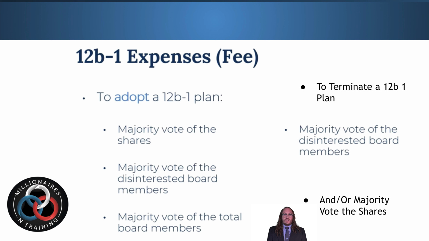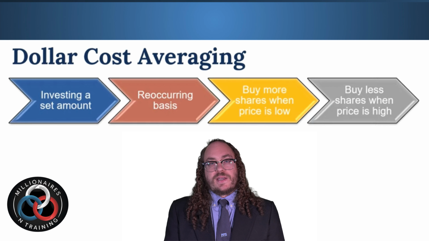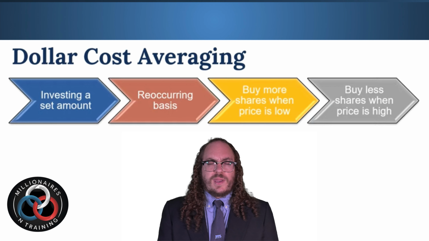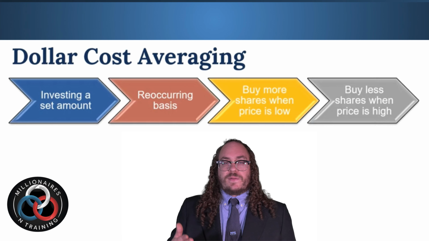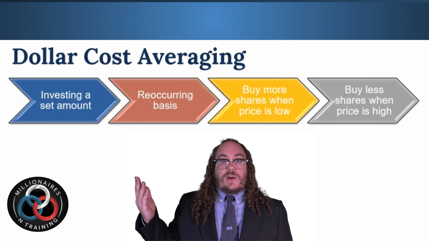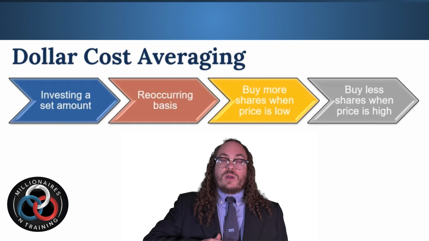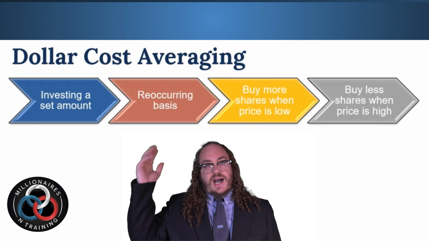Dollar cost averaging occurs when an investor invests a set amount on a recurring basis at regular intervals. So let's say you're paying $50 every single month on the 15th. They're going to be able to buy more shares when the price is low and buy fewer shares when the price is high.